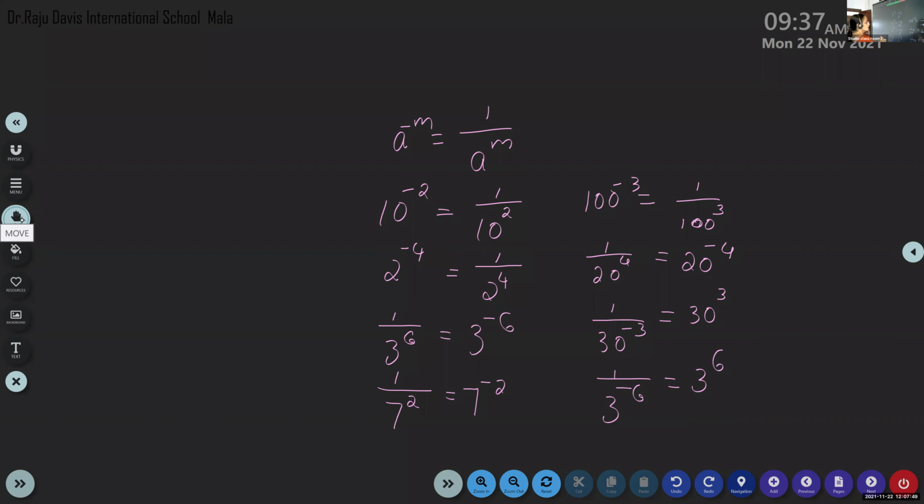10 raised to minus 2. The power is negative. When it comes to the denominator, the power becomes positive. See, 1 by 7 raised to 2. The denominator exponent is 2. When it comes to the numerator, it becomes negative. Is that clear, all of you?